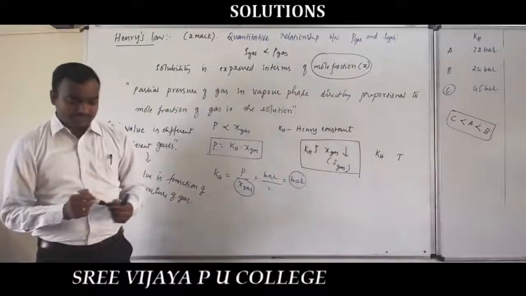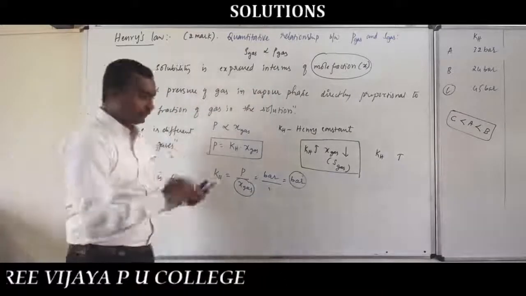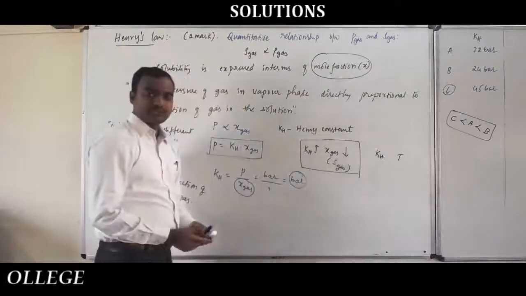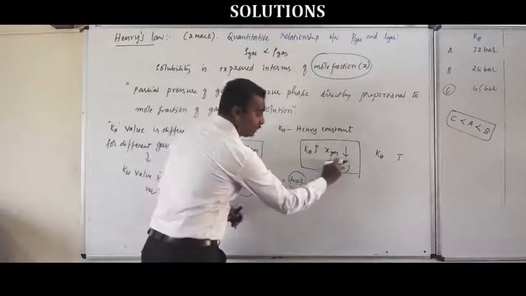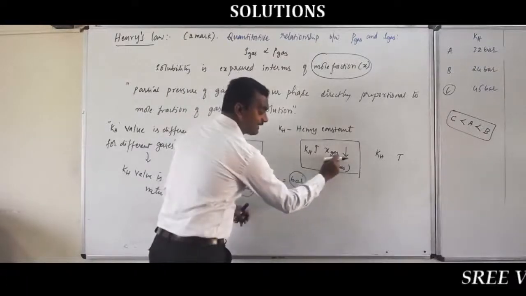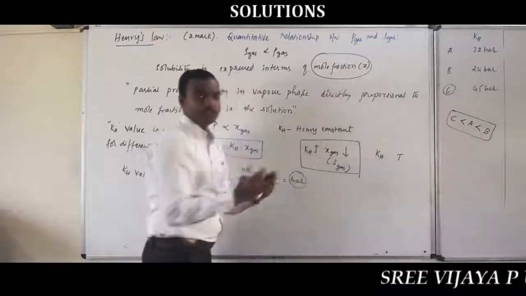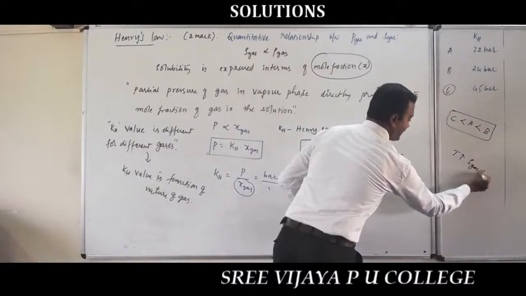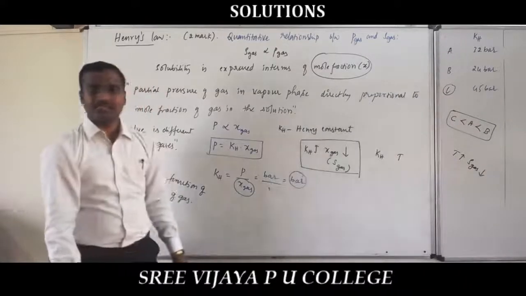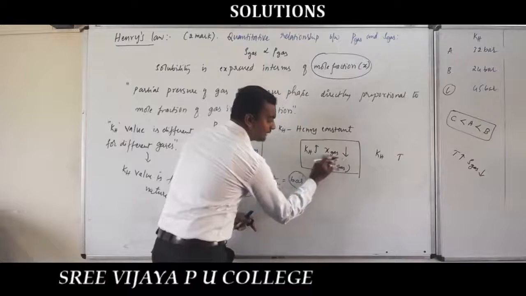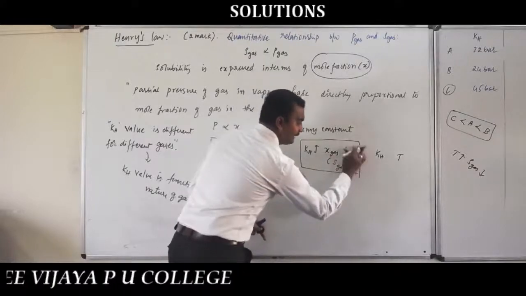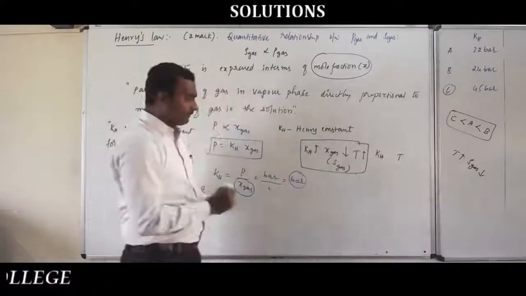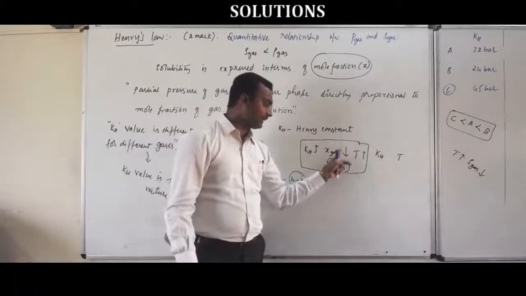We can take the relationship between Henry's constant and temperature easily. If the Kh value increases, the solubility or mole fraction of the gas decreases. We know from the earlier relationship between solubility of gas and temperature that as the temperature increases, solubility of the gas decreases, because solubility of the gas is exothermic. So if mole fraction or solubility of gas is decreasing, the temperature must be increasing. Now observe: as the Kh value increases, solubility of the gas decreases.